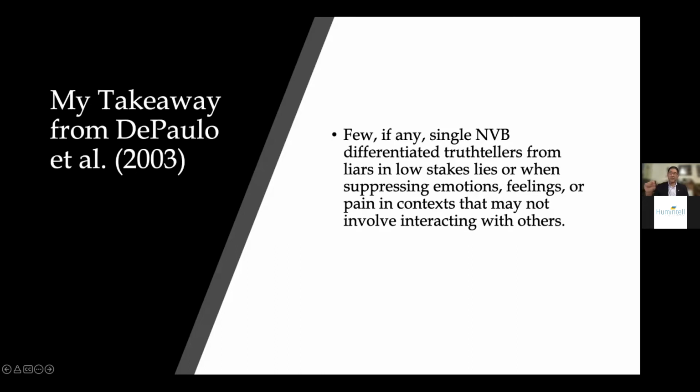Each of the nonverbal behaviors was analyzed by itself. So does this, what I'm doing right now, does this action differentiate truth tellers and liars? Does this action differentiate truth tellers and liars? And so I agree with the findings of the meta-analysis in relation to the studies that were in it. That is, the conclusion I would draw is that few, if any, single behaviors differentiate truth tellers from liars in low stake lies or when people are by themselves suppressing their emotions, feelings, or pains.